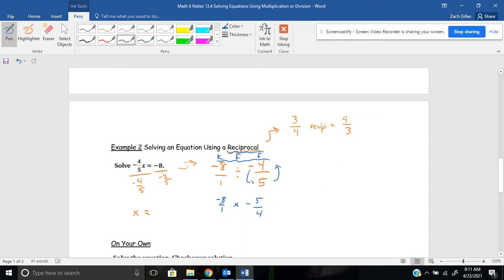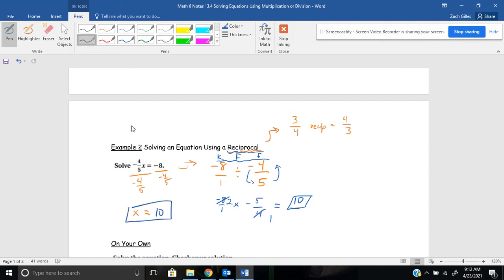And before I multiply across, I'm going to simplify. 8 and 4 have a common factor of 4, so I'll divide each of the terms by 4. 4 divided by 4 is 1, and 8 divided by 4 is 2. Now I'll multiply across. 2 times 5 is 10, and 1 times 1 is 1, so 10 over 1 is just 10. And then I'm going to think about what my sign is. So I had a negative times a negative, so I have the same sign, which results in a positive answer. So x is equal to 10.